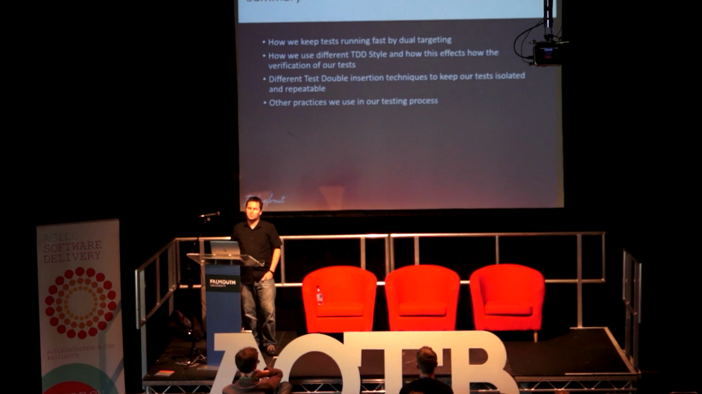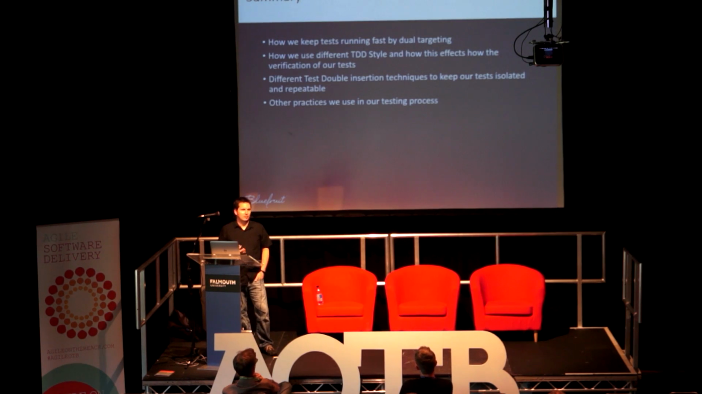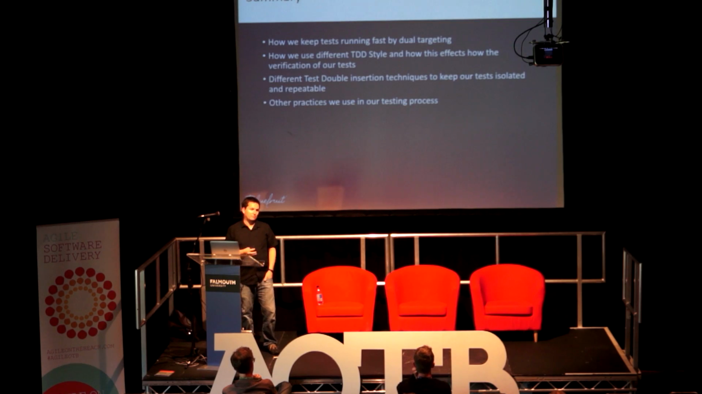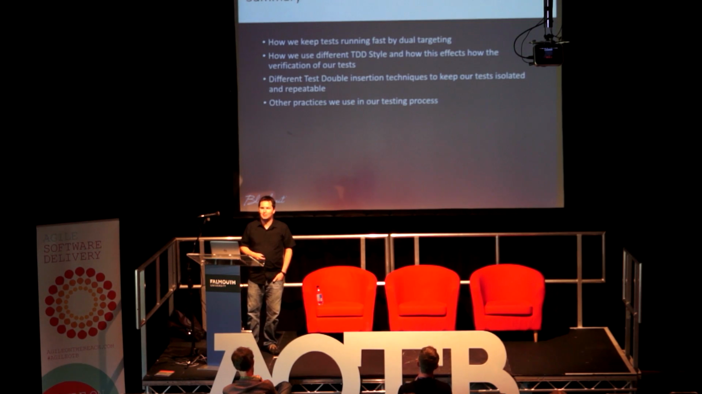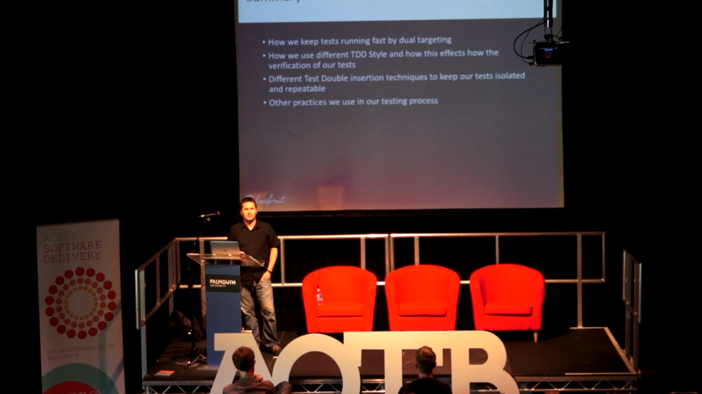So, in summary, I've talked about how we keep our tests running fast by dual targeting. I've had a look at how we vary our TDD style and how this affects the verification of our tests. I've looked at how we insert test doubles and how that keeps our tests isolated and repeatable. And I've had a brief look at some of our other testing practices.